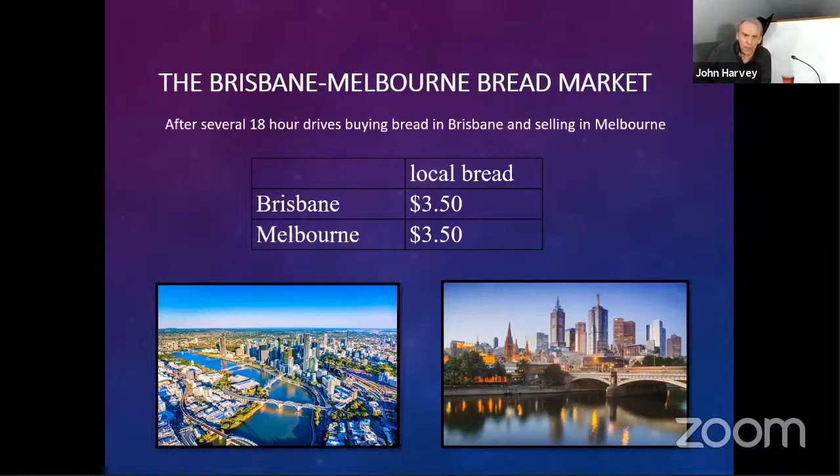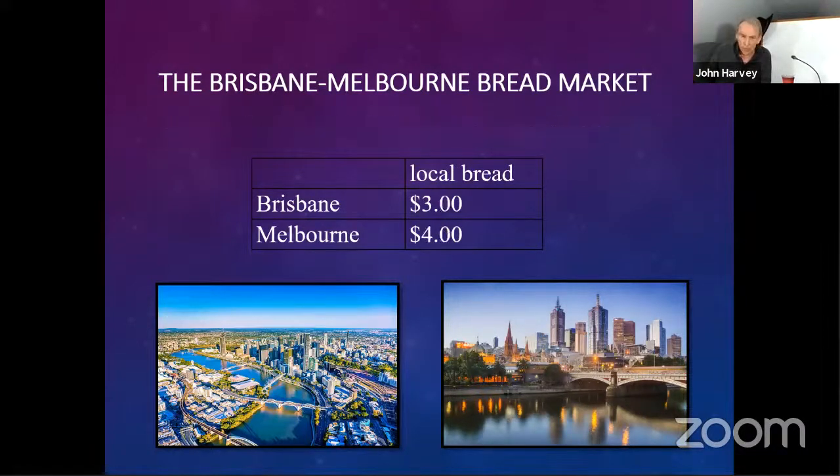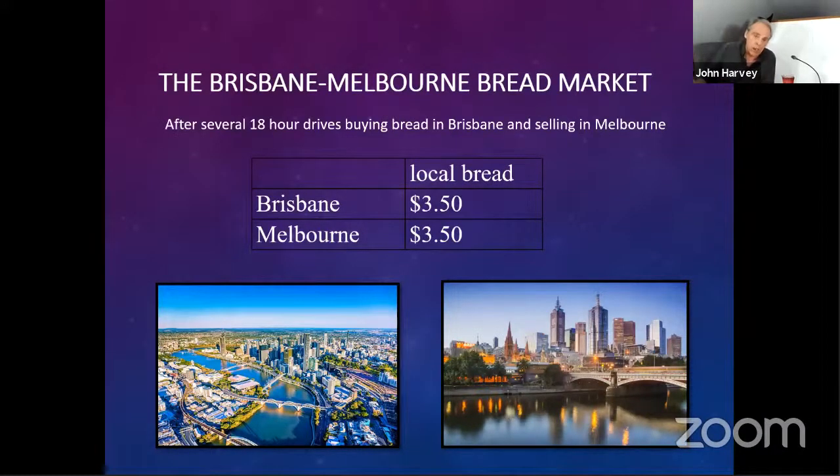So, assuming that you all, like us Texans, don't mind driving 18 hours, because we have to do that just to take our kids to school, eventually people will be buying bread in Brisbane, which is alliterative, and selling it in Melbourne, which is going to drive up the price of bread in Brisbane and drive down the price of bread in Melbourne. And how much? Well, if there's zero transportation costs and zero transaction costs, which of course there's not, but let's do that, eventually they'll be equal, right?